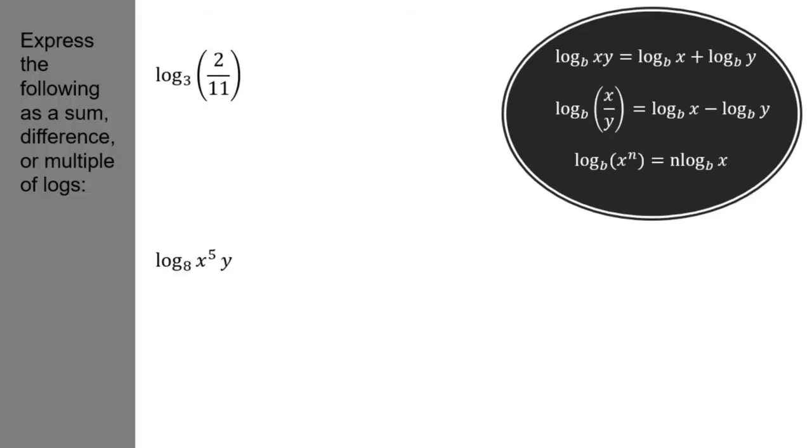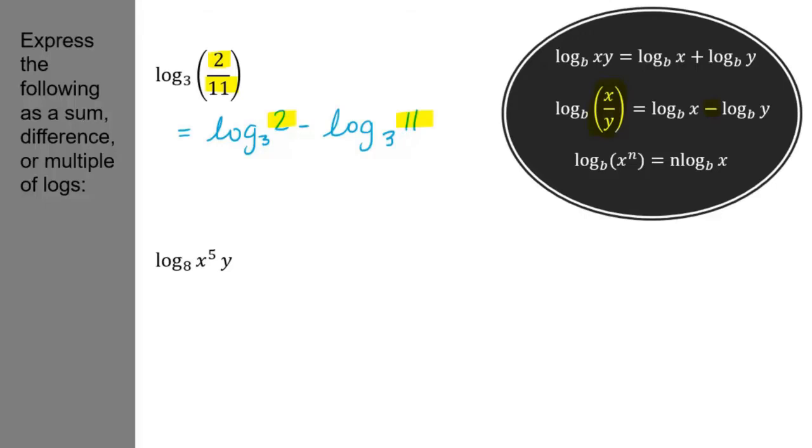Here we're asked to express the following as a sum, difference, or multiple of logs. So we have the logarithm of 2/11 to the base 3. Well, if we have a quotient, we're looking at the second property. A quotient will turn into a difference of logs. So we rewrite this as the logarithm of 2 to the base 3 minus the logarithm of 11 to the base 3. We always subtract the logarithm of the denominator from the logarithm of the numerator.